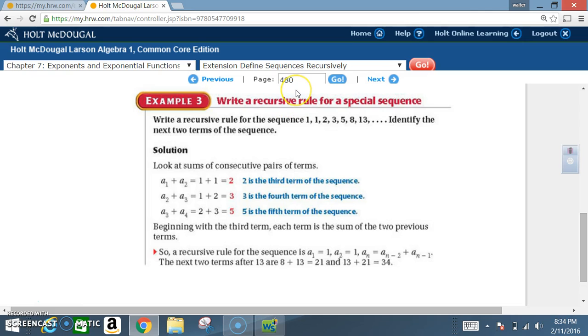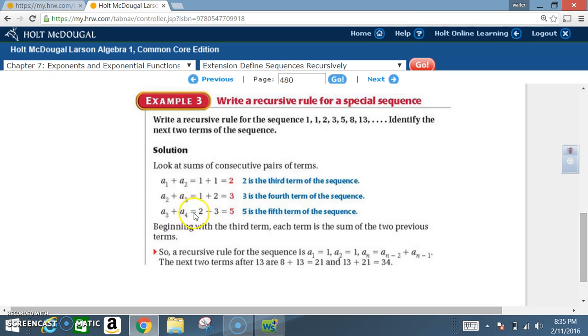Example 3, write a recursive rule for a special sequence. Write a recursive rule for the sequence 1, 1, 2, 3, 5, 8, 13. Identify the next two terms of the sequence. Solution, look at the sums of consecutive pairs of terms. A1 plus A2 is equal to 1 plus 1, which is 2. A2 plus A3 is equal to 1 plus 2, which is 3.